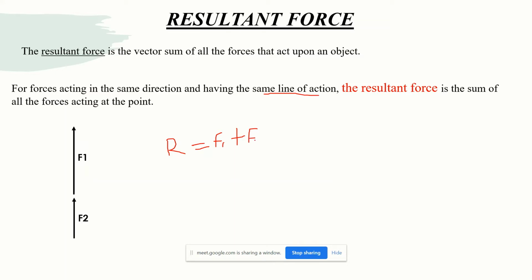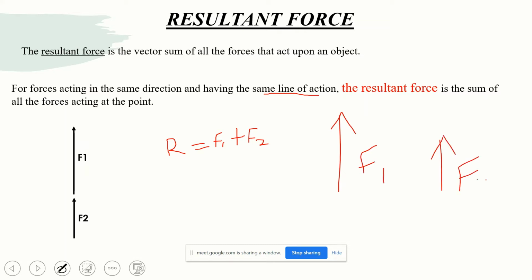So when you have two vectors, for instance, moving in the same direction, F1 and F2, what we do is that we add the two forces. In other words, I'm saying that when two forces or three or more forces are moving in the same direction, to find the resultant force, we add the forces. That is for this concept.